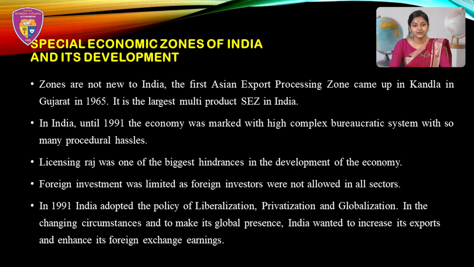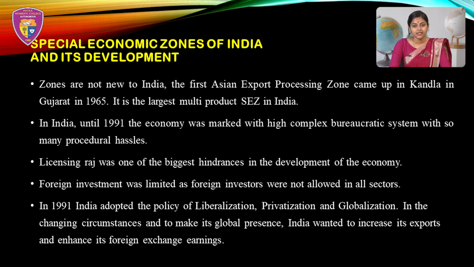Zones are not new to India. The first Asian export processing zone came up in Kandla in Gujarat in 1965. It is the largest multi-product SEZ in India. In India, until 1991, the economy was marked by a highly complex bureaucratic system with so many procedural hassles. Licensing Raj was one of the biggest hindrances in the development of the economy. Foreign investment was limited as foreign investors were not allowed in all sectors.